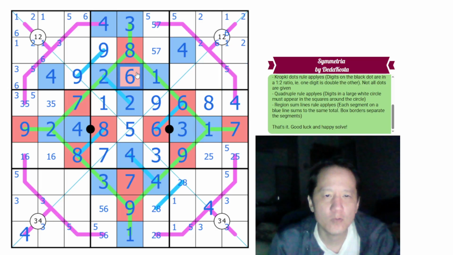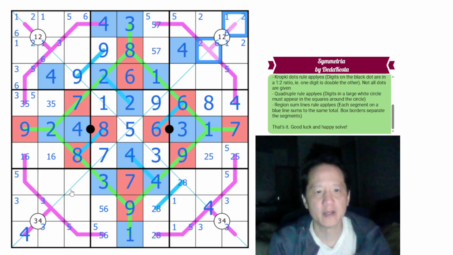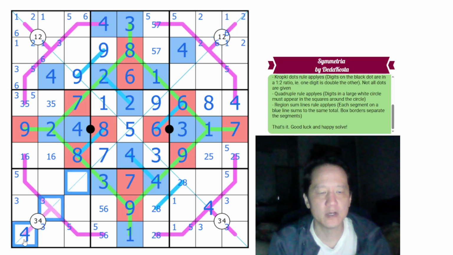So, where is the 6 now on this red band? Cannot be here or here. Can't be here. It must be one of these two on this red band, which means 6 cannot be along this diagonal. So 6 has to be either here or here on this red band.